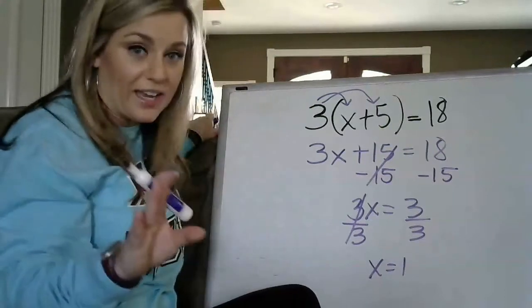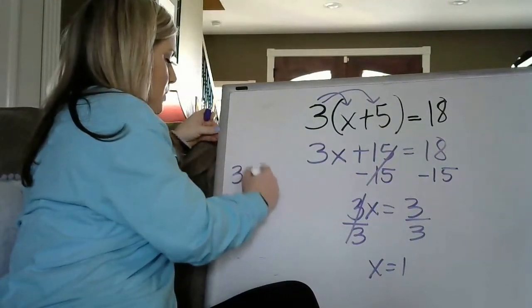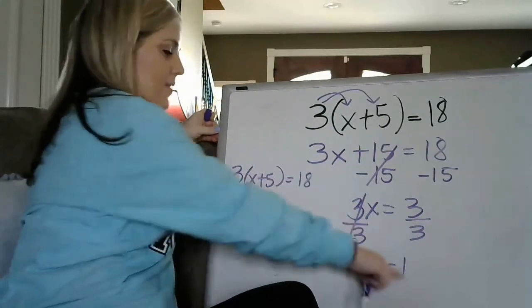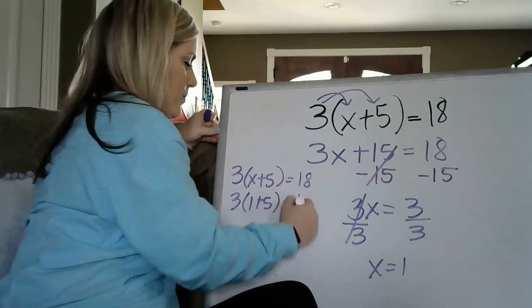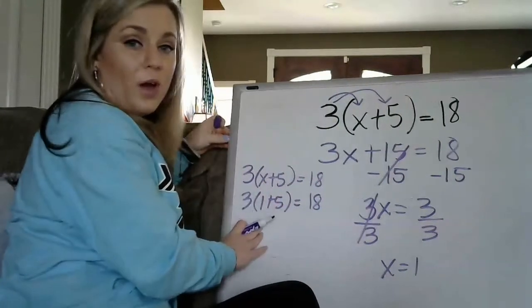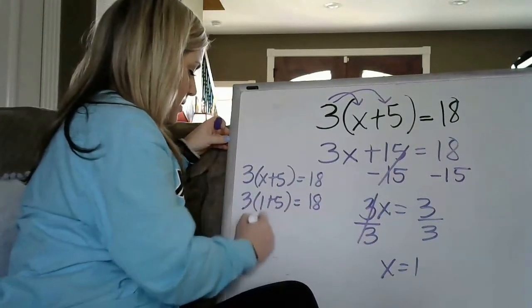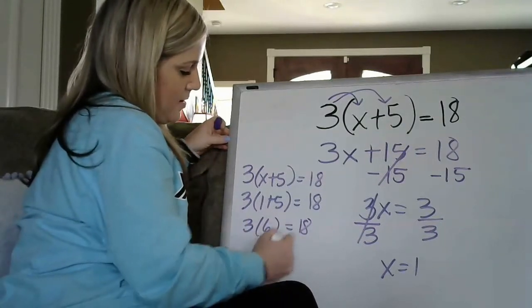So let's check it. All right, let's come over here. So we have 3(x + 5) = 18. Okay, so we said that x was 1, so I'm going to plug that in there. All right, now I can follow PEMDAS. I can do parentheses. 1 plus 5 is 6. And 3 times 6 is 18.